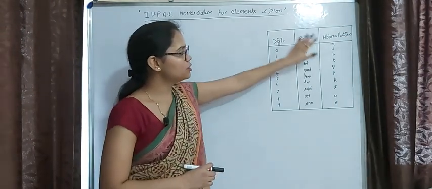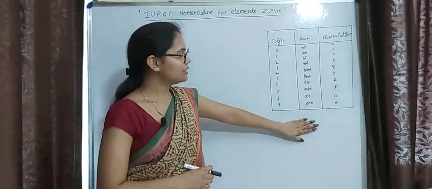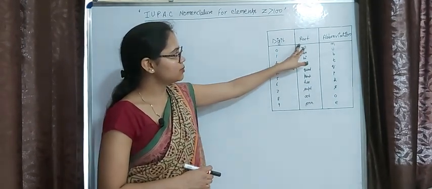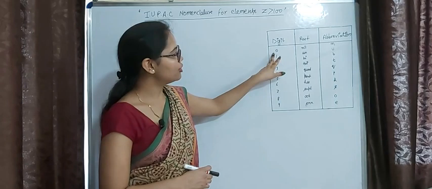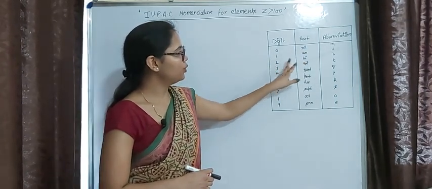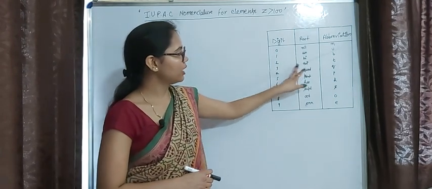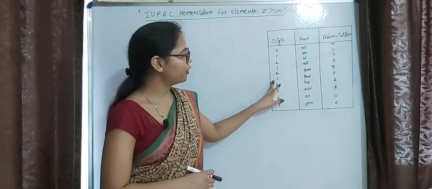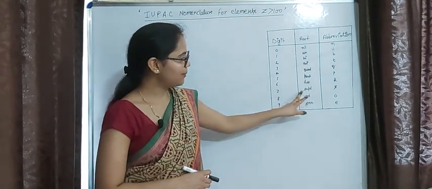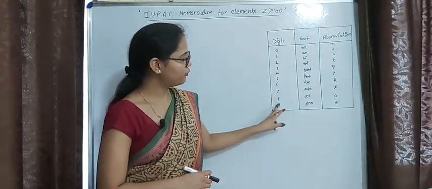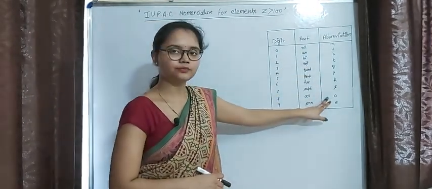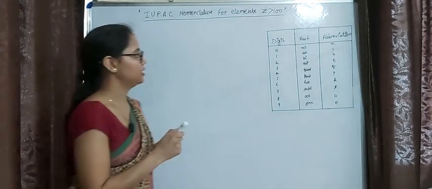For this we will use this table. As you can see in this table, for each specific digit there is a specific root word. For 0, nil; for 1 we use un; for 2, bi; for 3, tri; for 4, quad; for 5, pent; for 6, hex; for 7, sept; for 8, oct; for 9, enn. And these are their abbreviations. So let's start writing the IUPAC name.